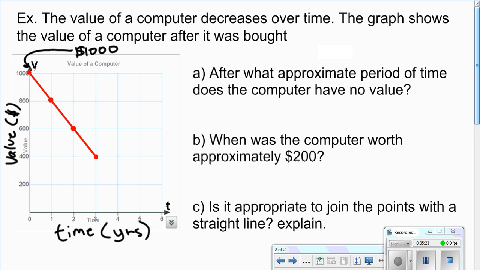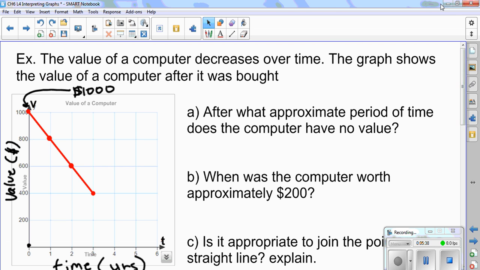So our first question says, after what approximate, so we're estimating, approximate period of time does the computer have no value? So what we're saying is we need the value to get down to 0. So we need to reach that bottom line. So we need to extrapolate. So we're going to continue the line. So just using your ruler. It's always, if you just start at the end, it's hard to keep the same angle of the line.